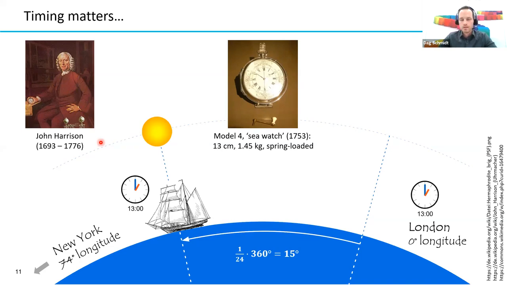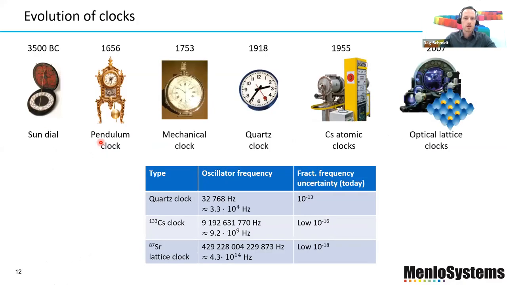But of course, these types of clock were not the first clocks, and also not the last one. So before that, there were pendulum clocks, and there were sundials for quite some time before, if you want to call this a clock. And afterwards, what I wear on my wrist right now is a quartz clock. And in 1955, the era of cesium atomic clocks started. Then there were the cesium fountain clocks. And since 2007, we have the optical lattice clocks.